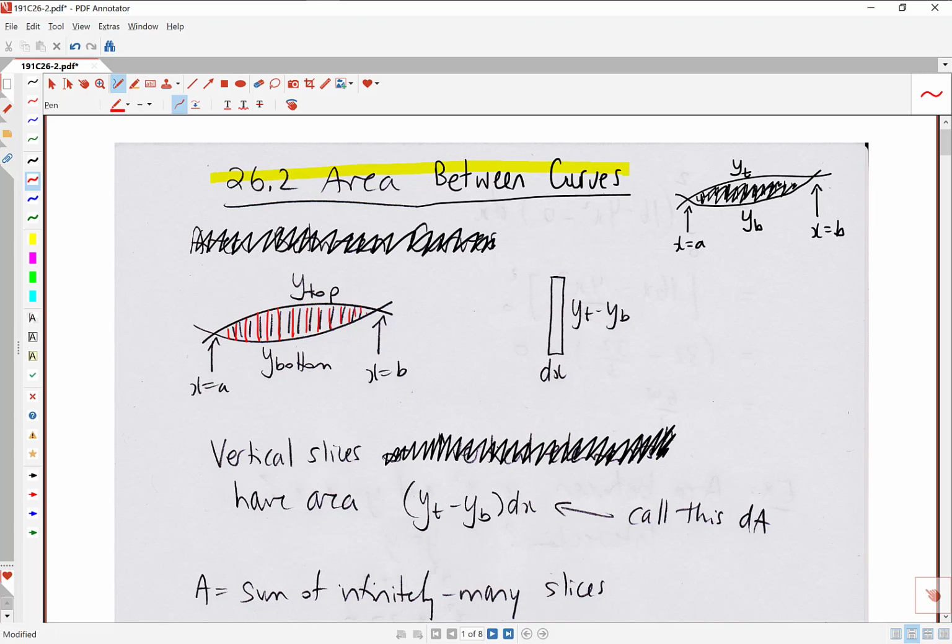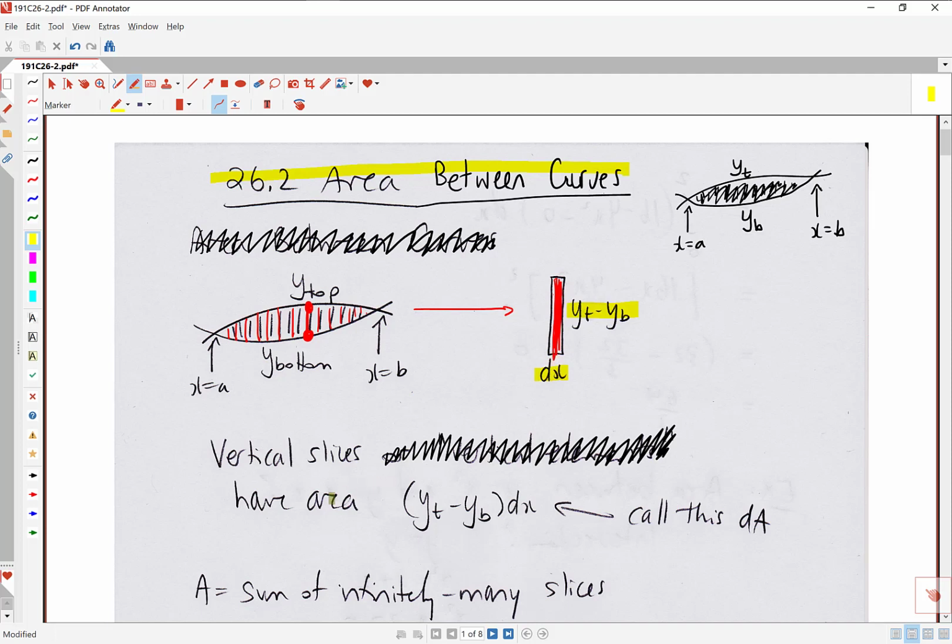If we just zoom in on one of these vertical slices, let's look at this picture over here. So here's a zoomed in version of one of these vertical slices. Let's think about its height. A vertical slice would be running from y bottom up to y top. So if we just subtract those two y values, yt minus yb would be the height of your slice. And then if you think about the width of your slice, well, we're just going a tiny little distance in the x direction, which we would call dx. So those are the dimensions of that vertical slice.